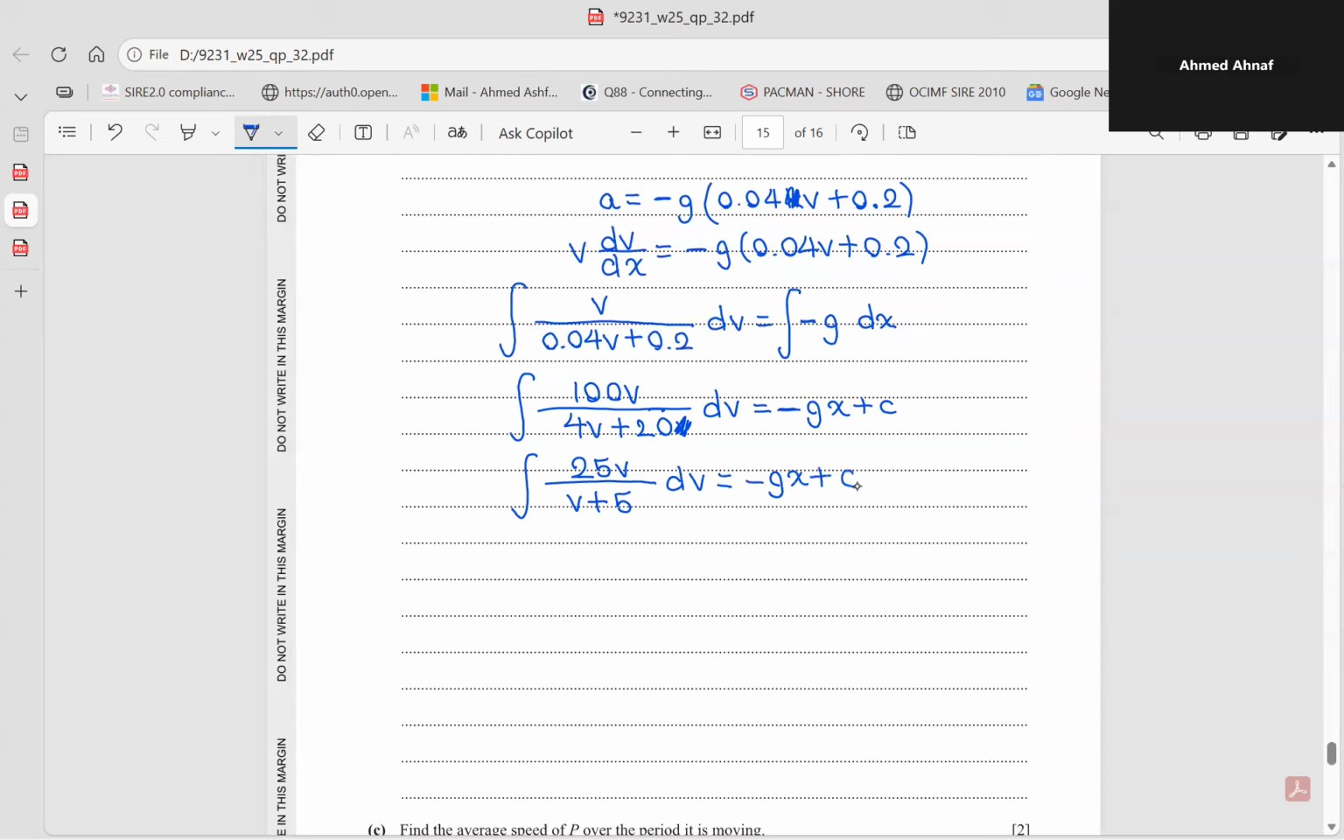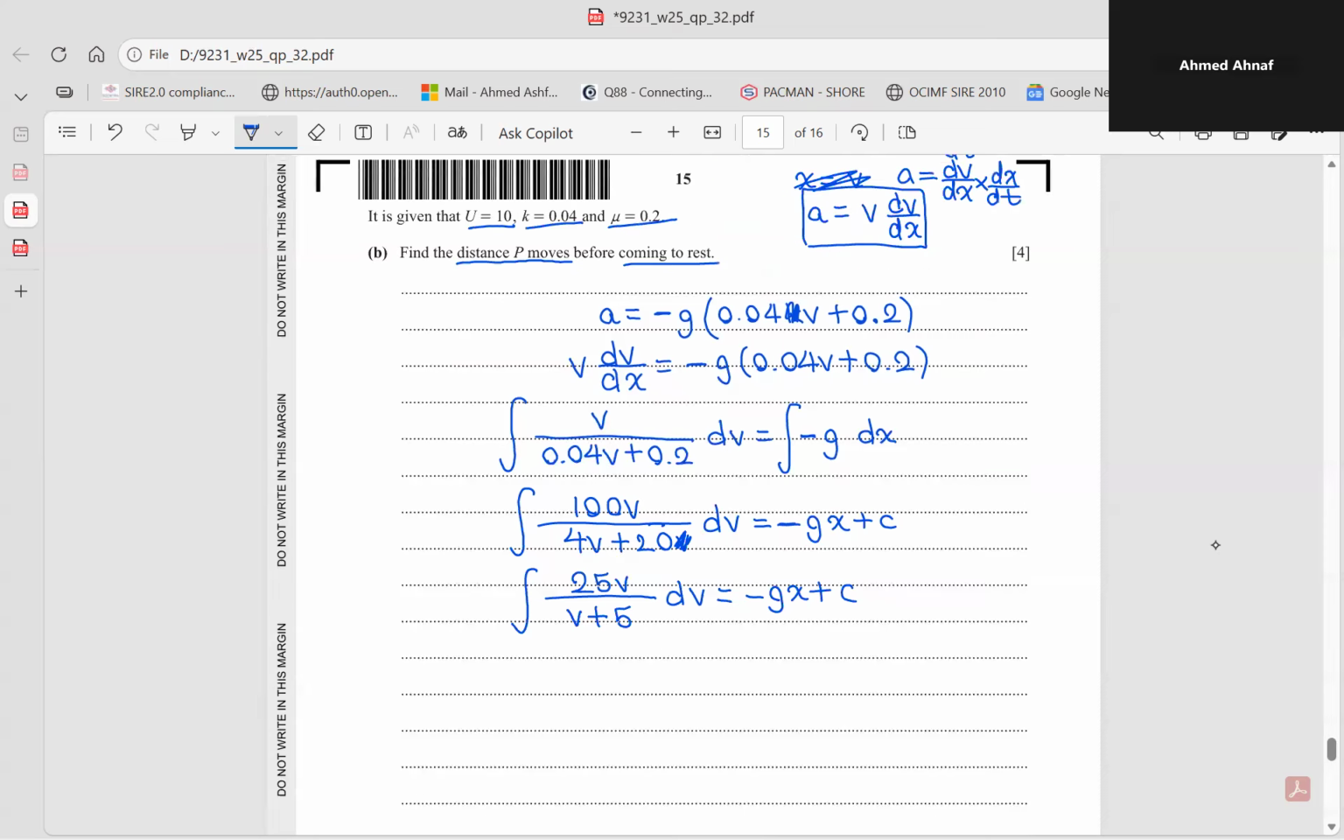Yeah. So now, to integrate this, we're going to use this technique called long division. All right, let's just do some rough long division of this.